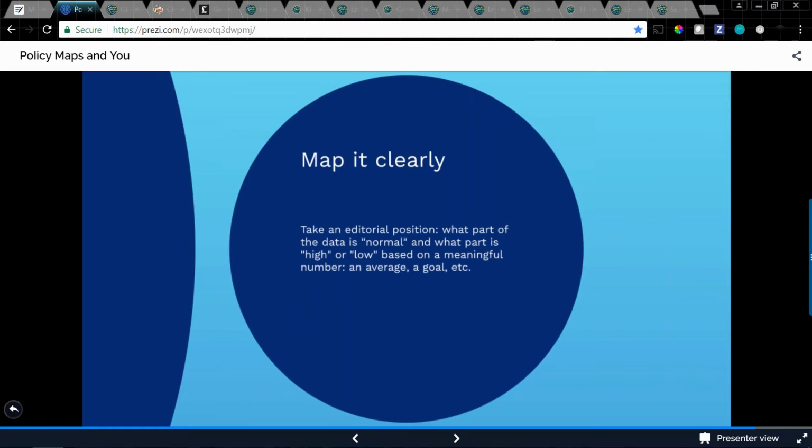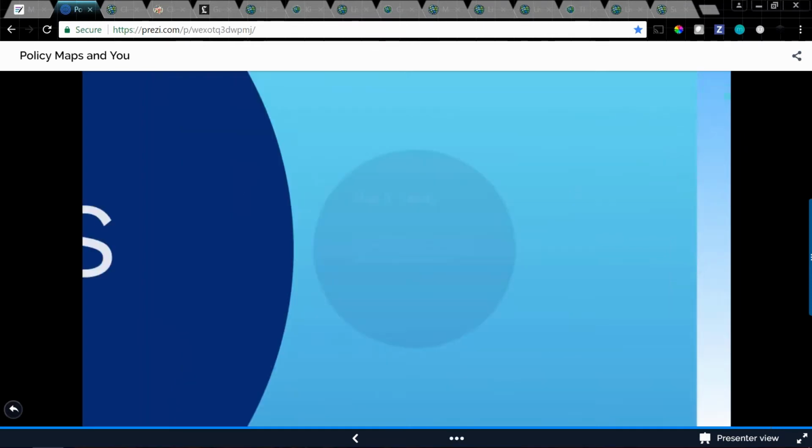In the same way, your resume is essentially a collection of facts, but we all take our resume and structure it a certain way. We take an editorial position about our facts to explain why we're a good match for a position we're hiring for. In the same way, a policy map takes a position and makes things clear. What is normal, however you define normal, and what is high or low based on what objective you have.